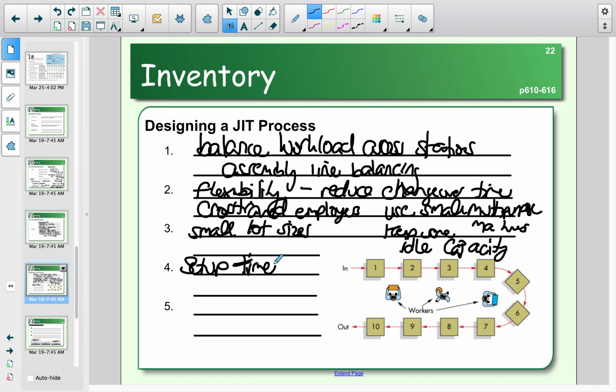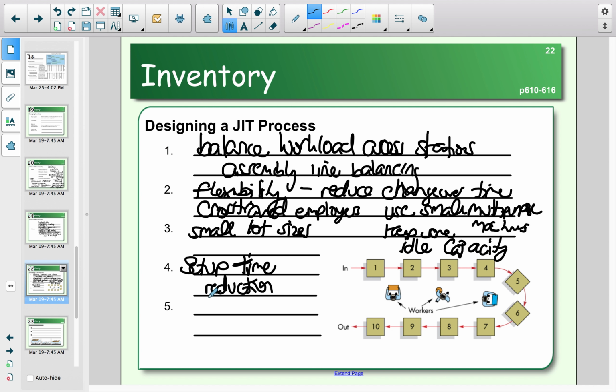So all production time needs to be value added. Setup time is not, so we want to reduce or minimize this as much as possible. This can be done by having small multi-purpose machines. If you already have machines that are able to do different types of production, that'll reduce your setup time. Your cross-trained employees will also help reduce that setup time as well.